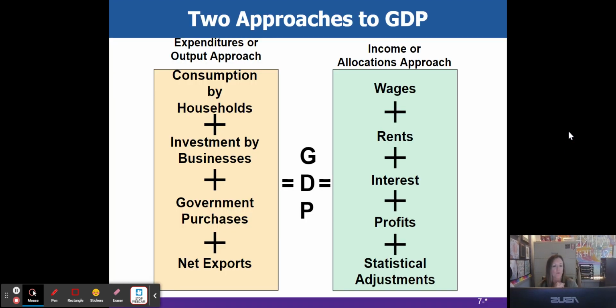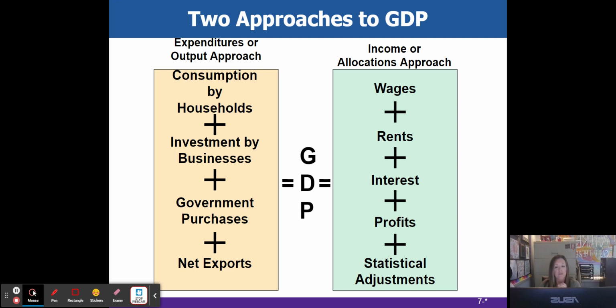There are a couple of different ways that GDP can be figured. One is called the expenditures approach, and this is the most statistically accurate version. It's the most used version, but you can also technically look at the income approach. On the left-hand side of the screen, you have 4 categories that are added together to equal GDP. On the right-hand side of the screen, you have 5 categories that are added together to calculate GDP.